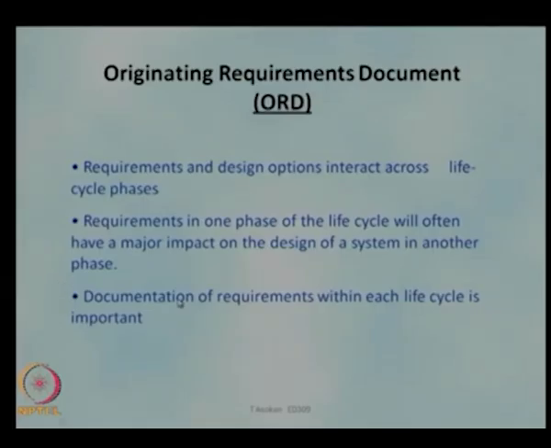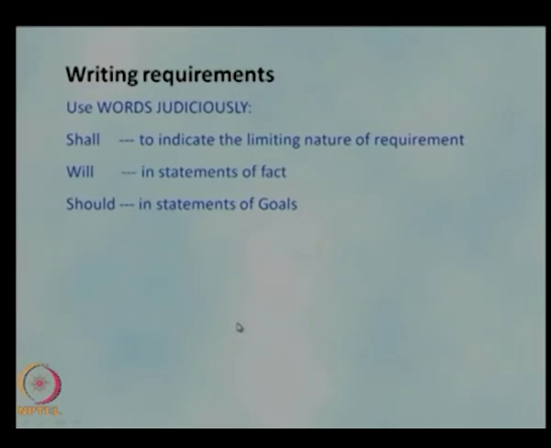The question is now, how do we actually write down a good requirement? Let us see how we do that. One important point here is that we should use words very judiciously. We should not use words without thinking, without understanding the importance of each word we use. So, we should use shall to indicate the limiting nature of a requirement. So, if you have a limiting nature of a requirement where we can have some kind of a trade off or a compromise, then we should use the word shall.